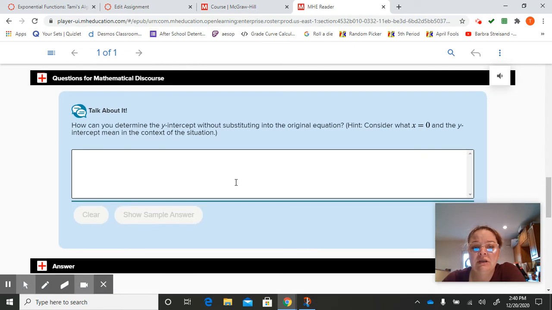How can you determine the y-intercept without substituting into the original equation? Hint, consider that x equals 0 and what the y-intercept means in the context of the situation. I gave you that answer in the video earlier, so if you want to go back and think about that, copy down some stuff maybe that I said, write down your own thoughts however you want to do it, but have an answer ready to go because you will see this later on our Canvas page.